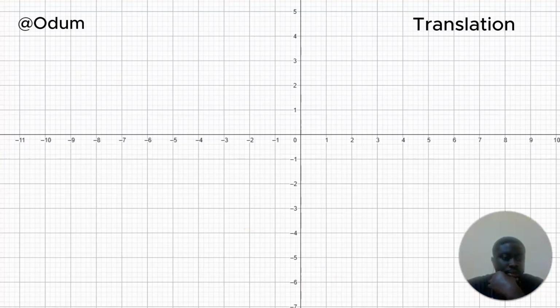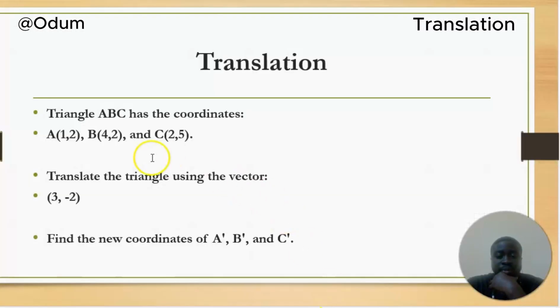So let's plot these points: (1, 2), (4, 2), and (2, 5). Then you join them, and we have a beautiful triangle formed here. The first point is (1, 2), so x is 1, y is 2. The second point is (4, 2), and the last point is (2, 5). Let's see if we have it correctly. Yes, (1, 2), (4, 2), and (2, 5).